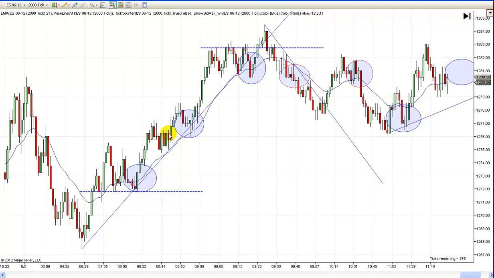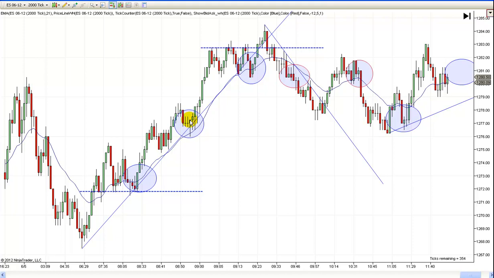And there was another second entry long right in here. I did not mark this one. You see your pullback, first entry long, pull back again, then your second entry long right here. But there's so many overlapping bars. We didn't quite get back to the EMA or the trend line, and so that makes it suspect.